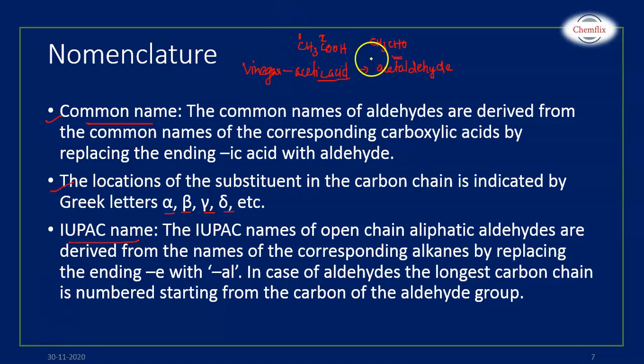Here you can see this is the CHO. This is our functional group and it is directly attached to the alkyl group, that is CH3. So here you can call this the alpha carbon atom. This is the alpha carbon atom.